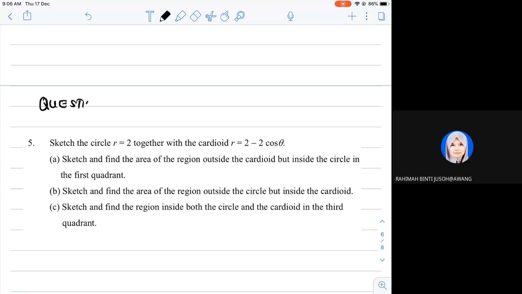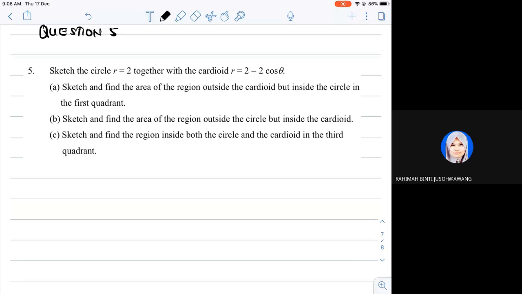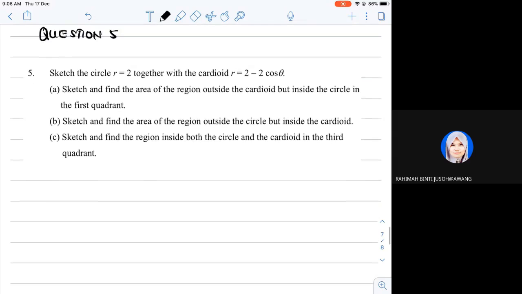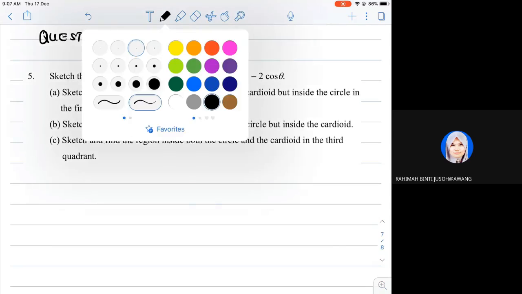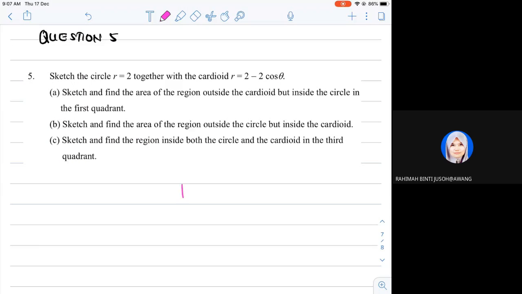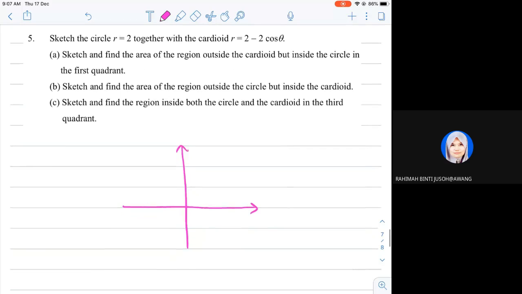Question 5. We have a circle and a cardioid. All right, let us sketch the region. In this case, if you notice here, the value is the same, 2 and 2. So this graph would be nice. It will intersect on the axis.